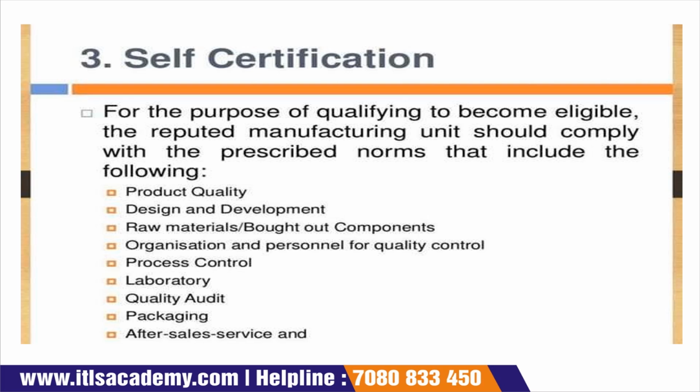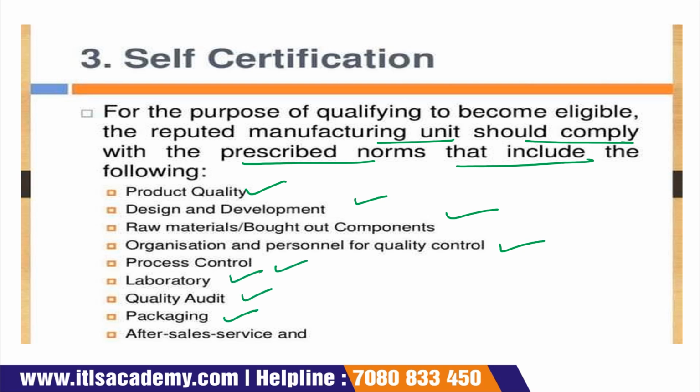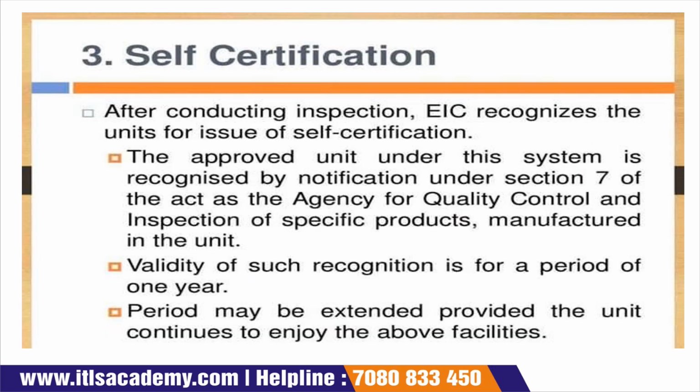To become eligible, the reputed manufacturing unit should comply with the prescribed norms that include the following: product quality, design and development, raw material and bought-out components, organization and personnel for quality control, process control, laboratory quality control, packaging, and after-sales services. After conducting inspection, EIC recognizes the unit for issue of self-certification.